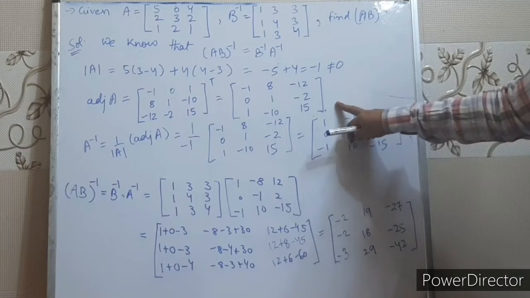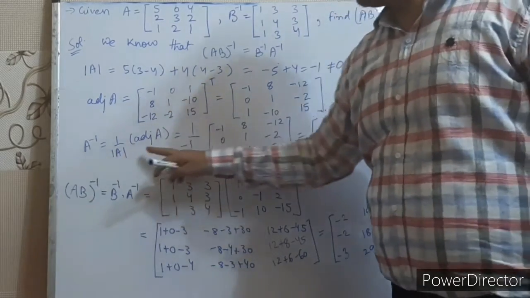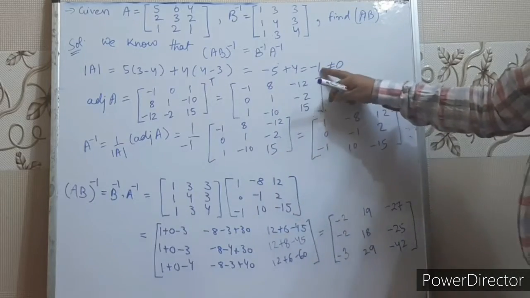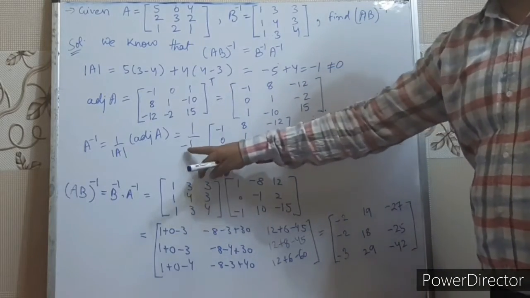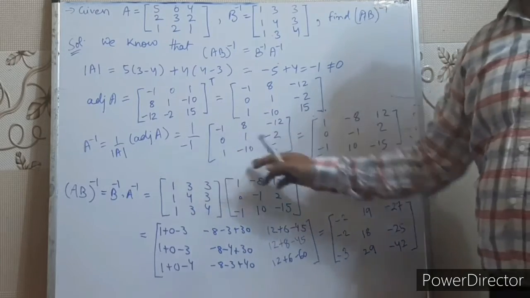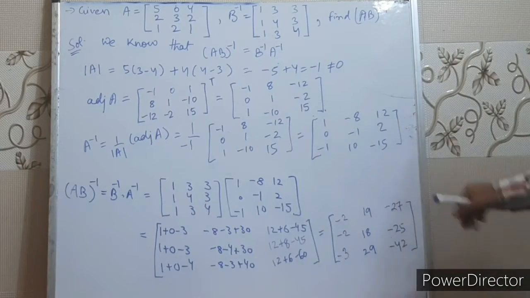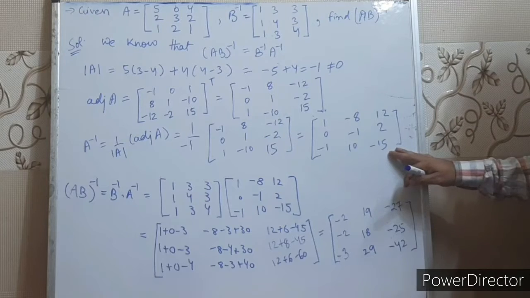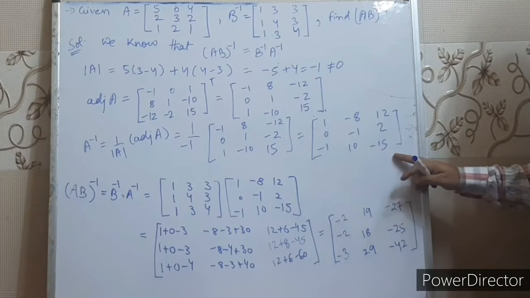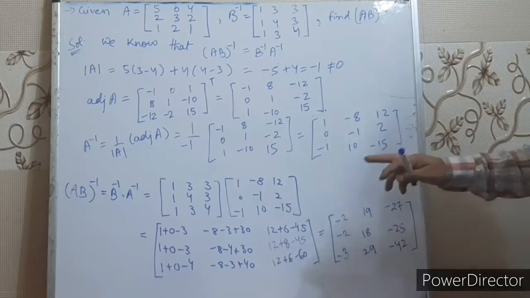the adjoint of A. Now for finding A inverse, we have to divide this adjoint A matrix by the determinant of A, and the value of the determinant of A is minus 1. That means you have to multiply adjoint A by minus 1. What will we get? All the signs of every term will change. It will be this matrix: 1, minus 8, 12, 0, minus 1, 2, minus 1, 10, minus 5. This is the value of A inverse.